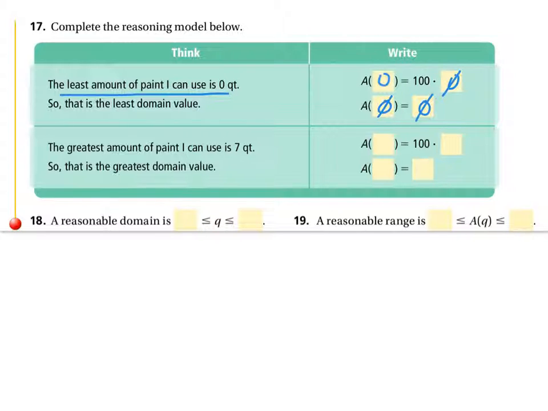The greatest amount of paint you can use is 7 quarts. So that's going to be our greatest domain value. So we know that our quarts are going to go between 0 and 7. That means our range is going to be between 0 and 700.